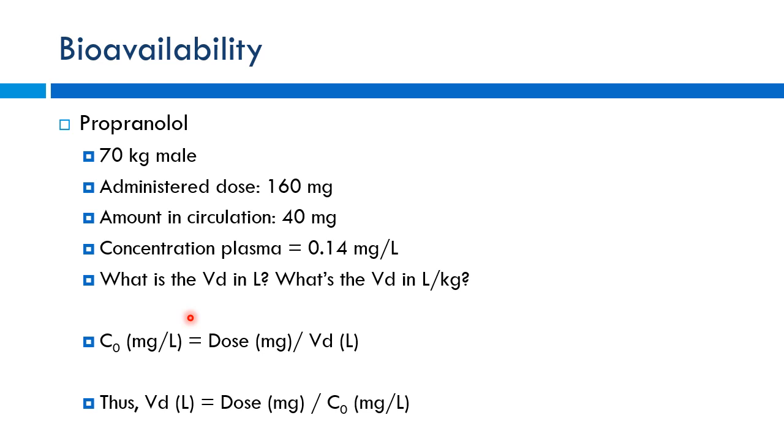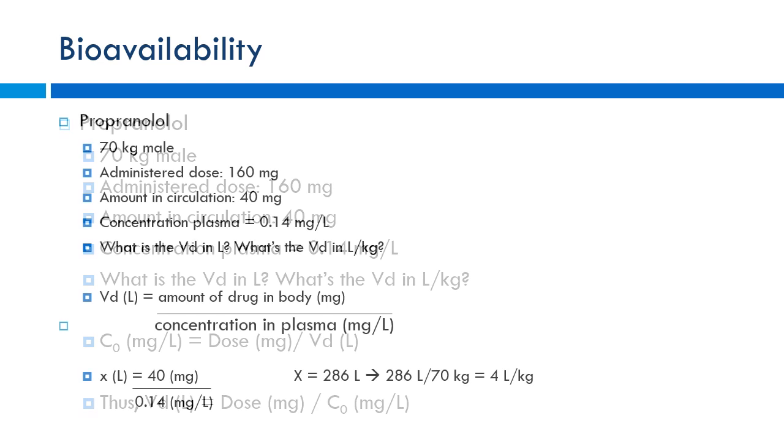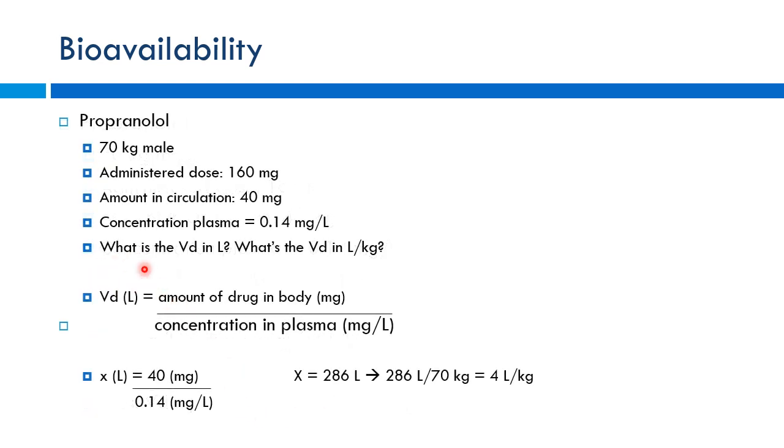That makes sense because more of it's out in the tissue. So in this case, if I rearrange it and I want to figure out what this patient's volume distribution is, I can rearrange it to be basically VD equals dose over C0, right? Just basic algebra at that point, just rearranging the equation. Volume distribution is typically measured in liters, so I'm going to take the amount of drug in the body divided by the plasma concentration.